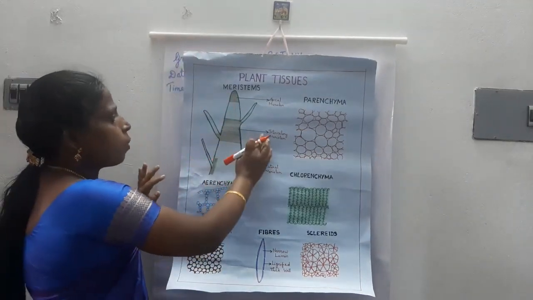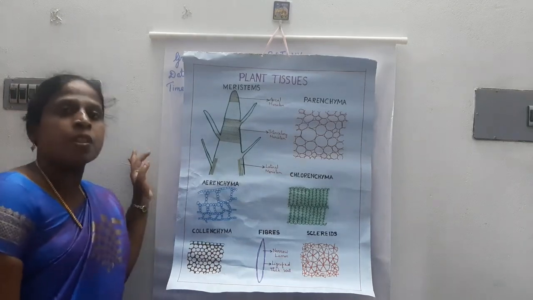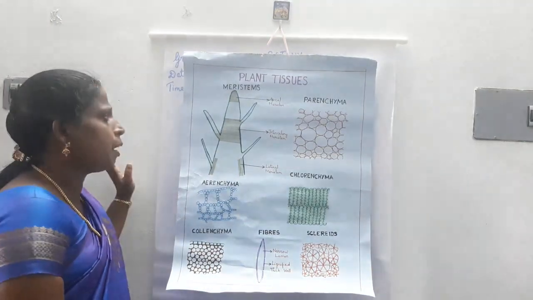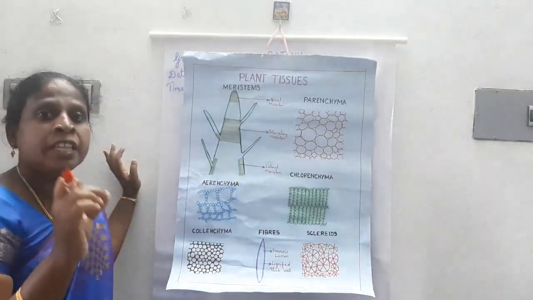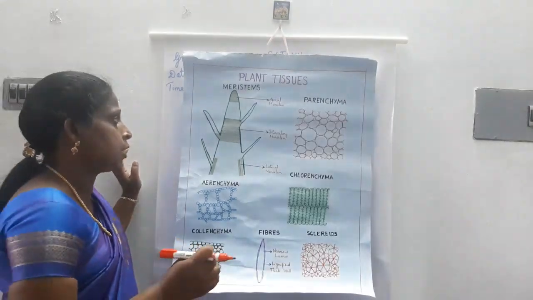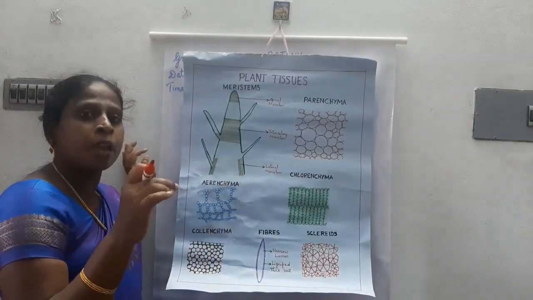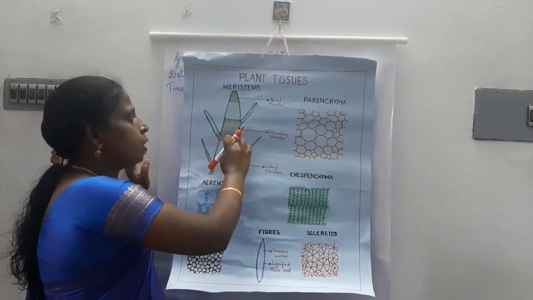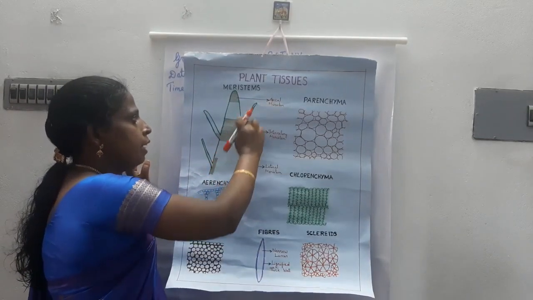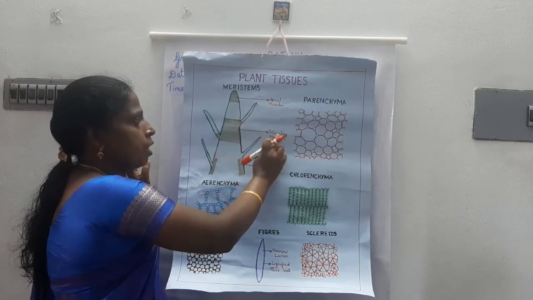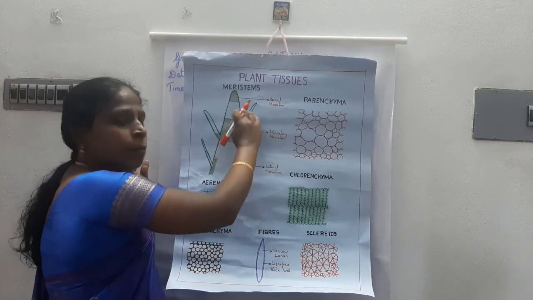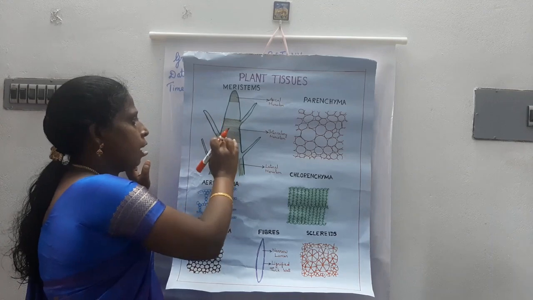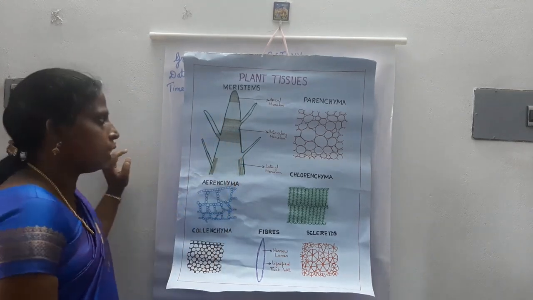Next one is the intercalary meristem. The intercalary meristem is mainly present at the nodal region where the leaves and the branches are arranged. Also, in monocot plants, it is present at the leaf base. Due to the presence of the intercalary meristem, the branches and the leaves are arranged. It is mainly present in the nodal region.